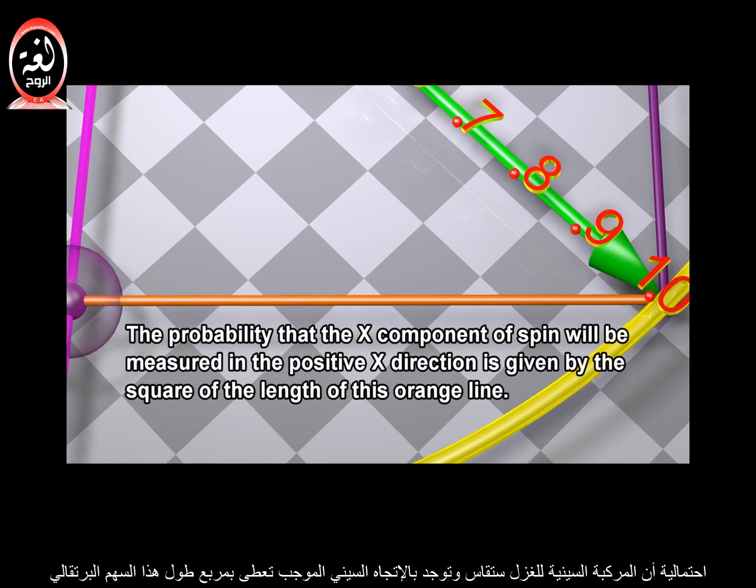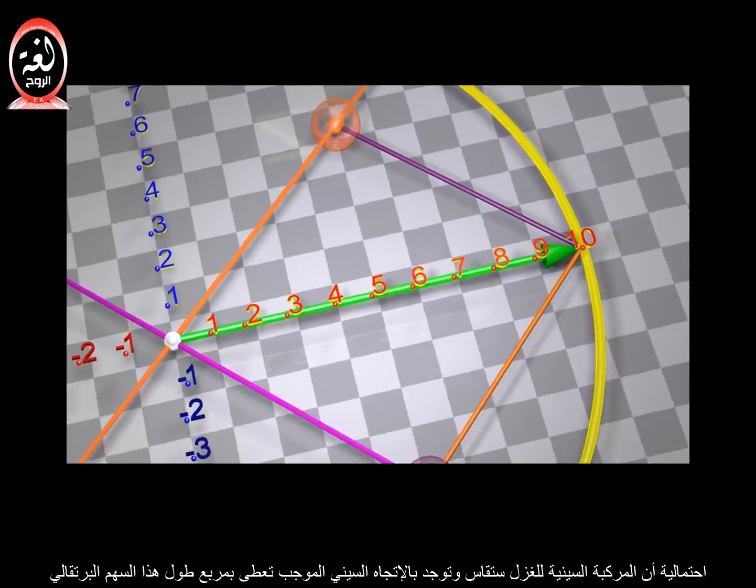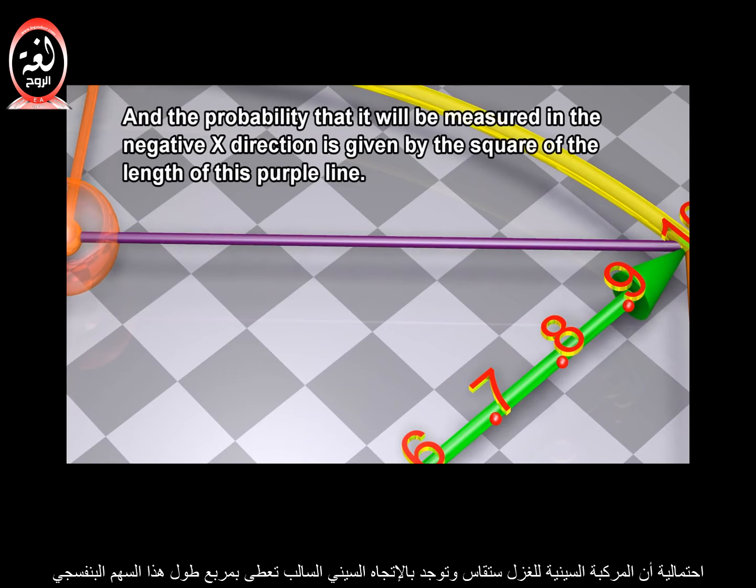The probability that the x component of spin will be measured in the positive x direction is given by the square of the length of this orange line. And the probability that it will be measured in the negative x direction is given by the square of the length of this purple line.